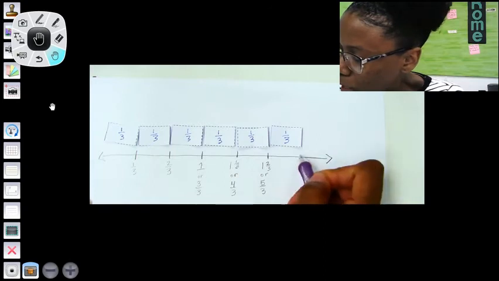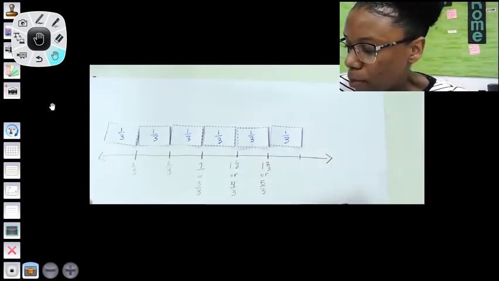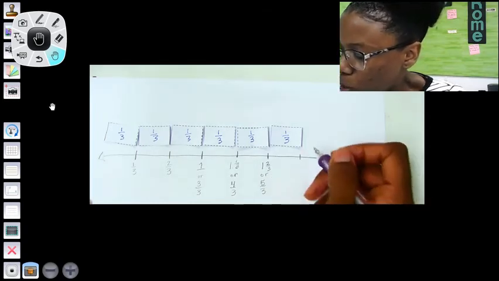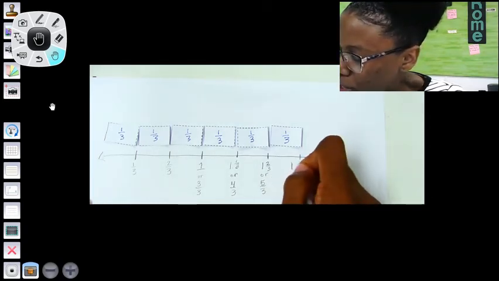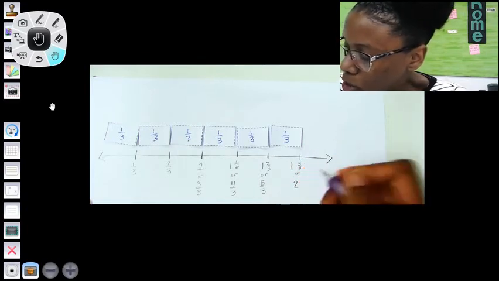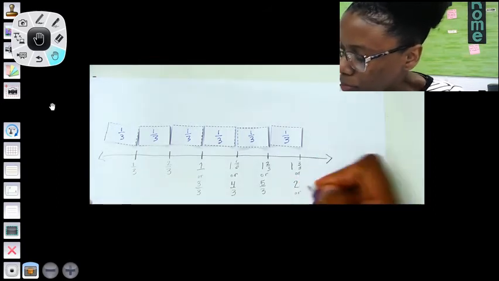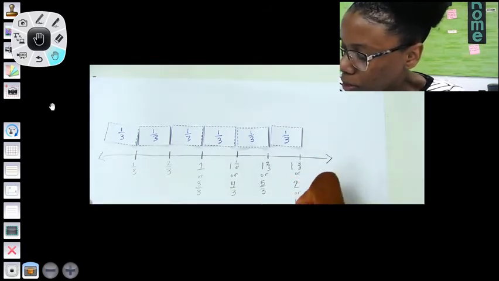So now we have one more third to put on our number line. From here to here is another third added. And so now the name for this one is going to be 1 3/3, or 2 wholes, or 6/3.